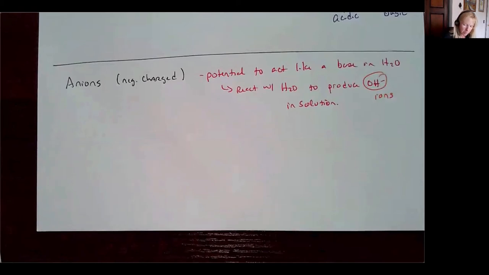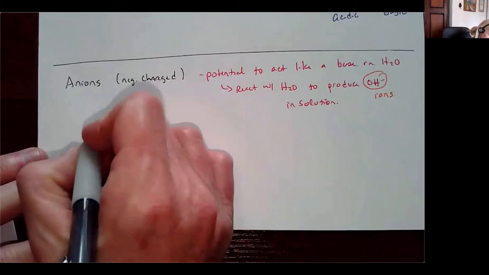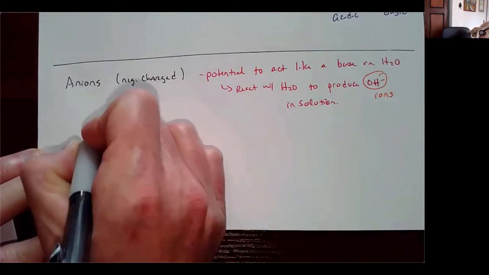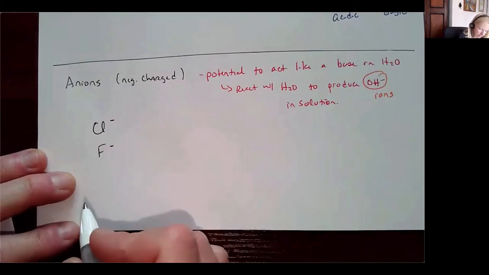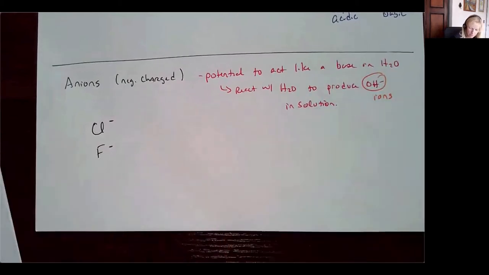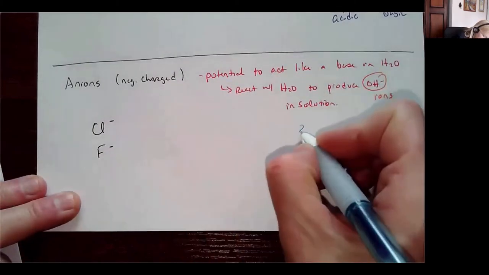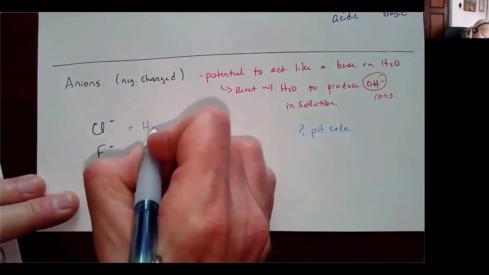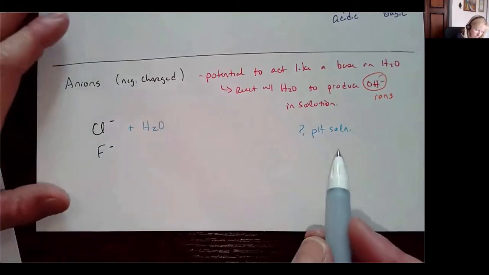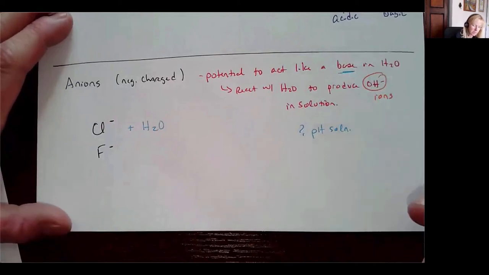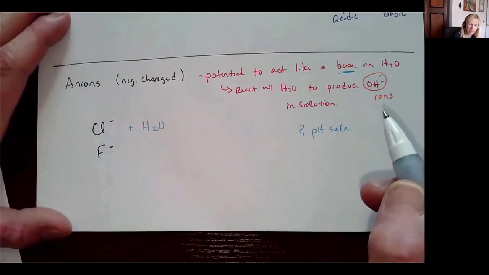So let's look at some anions and talk through whether that's going to happen or not. Let's say I have chlorine ion and fluorine ion. I have these two ions in solution, and I want to know: are they going to change the pH of my solution if I add those ions in? If I add chlorine to water, in order for it to change the pH, if anions are going to react, they're always going to react as a base, which means they're going to pull hydrogen ion off of water.